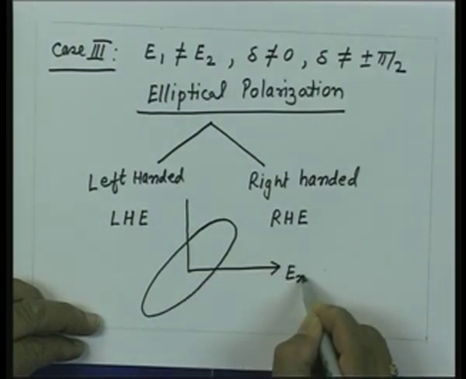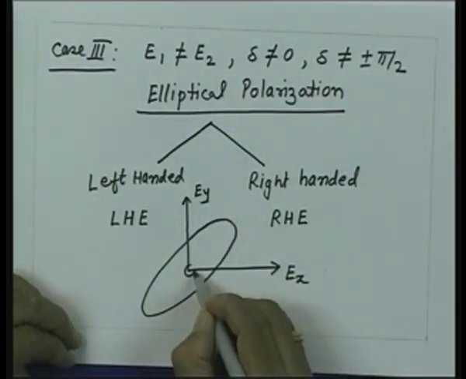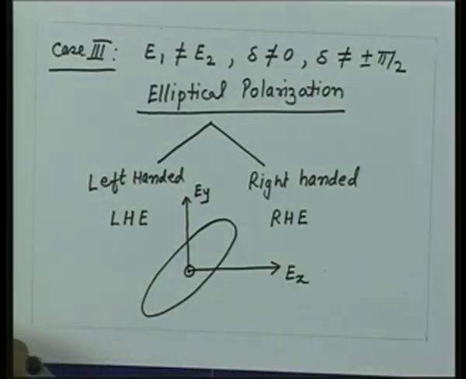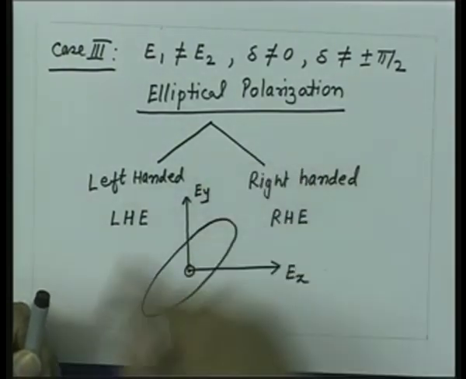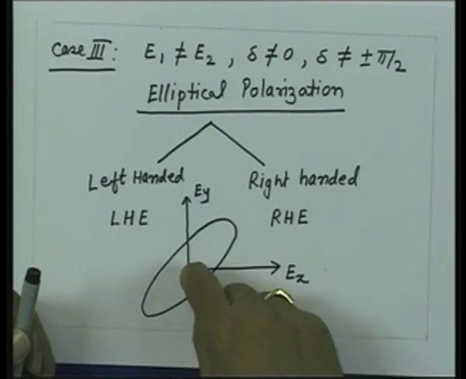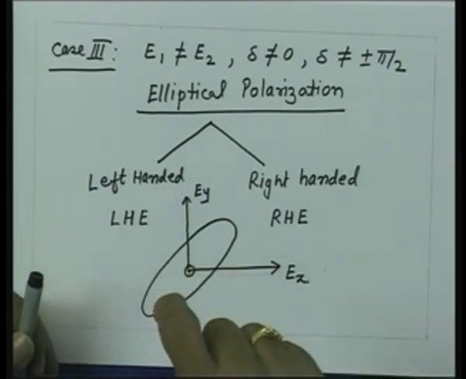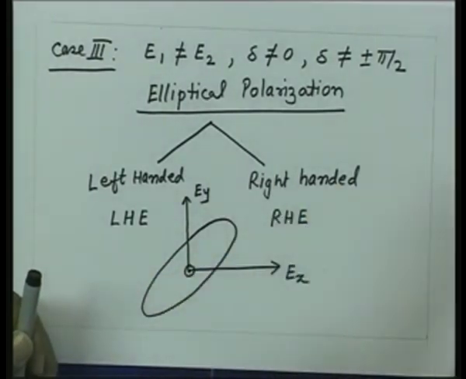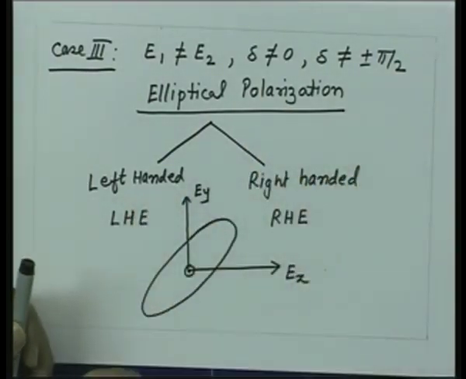This is your Ex, this is your Ey, and this is the direction of the wave which is coming out of the paper. So, if the ellipse is drawn like that in the anti-clockwise direction, then that will be right handed polarization. If the ellipse is drawn in the clockwise direction, that will be the left-handed polarization. Keep in mind the wave is coming out of the plane of the paper. So first you have to orient yourself so that you see in the direction of the wave. Then you see whether the rotation is towards your right hand or towards your left hand, and that gives you the right-handed or the left-handed sense of polarization.